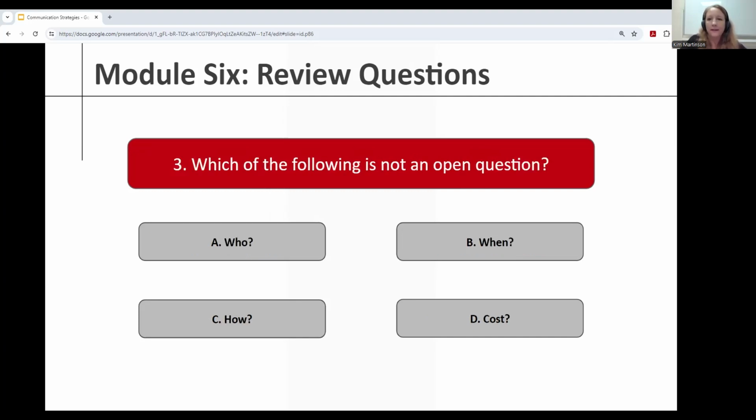Okay. And then 3, which of the following is not an open-ended question? We have A, who, B, when, C, how, or D, cost. Okay. So the answer is D. Who, what, where, when are all open-ended. And the last one, D, is cost. Usually you get an answer like $5, so it's kind of a closed-ended question.